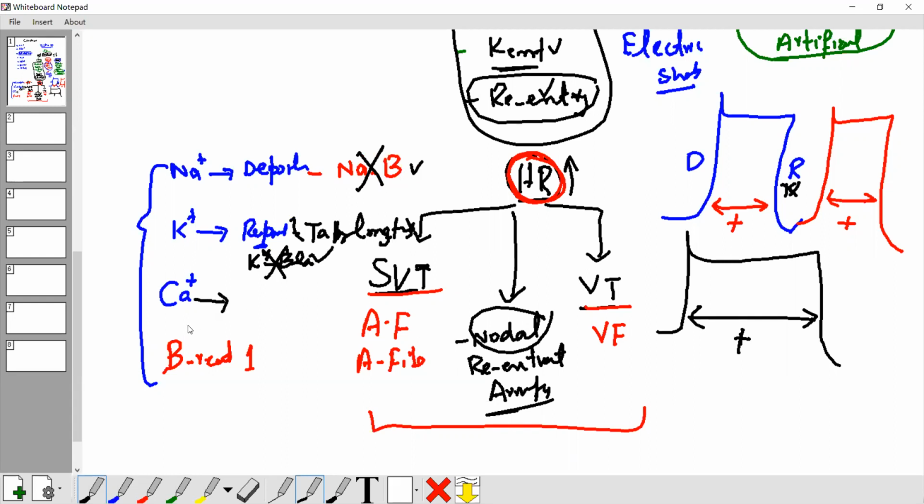For the conductive system, all the current to the heart comes from the SA node and AV node, these two important nodes.